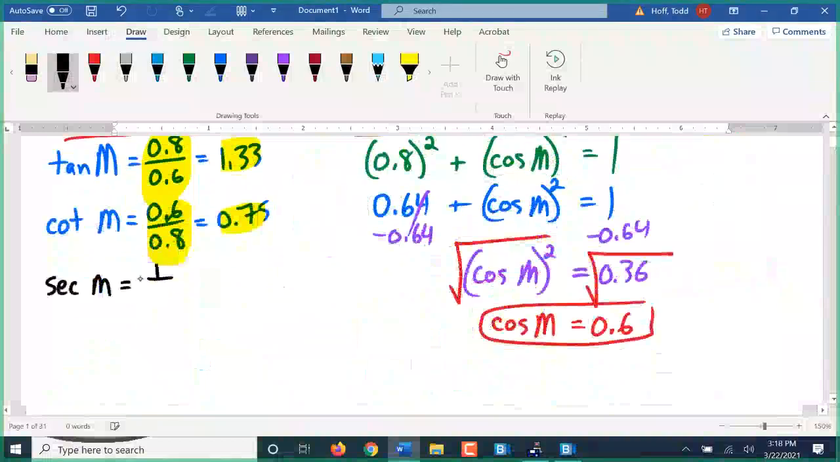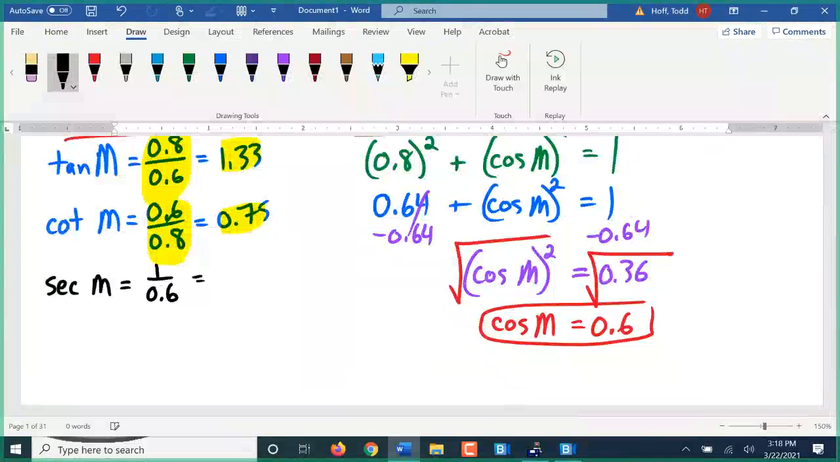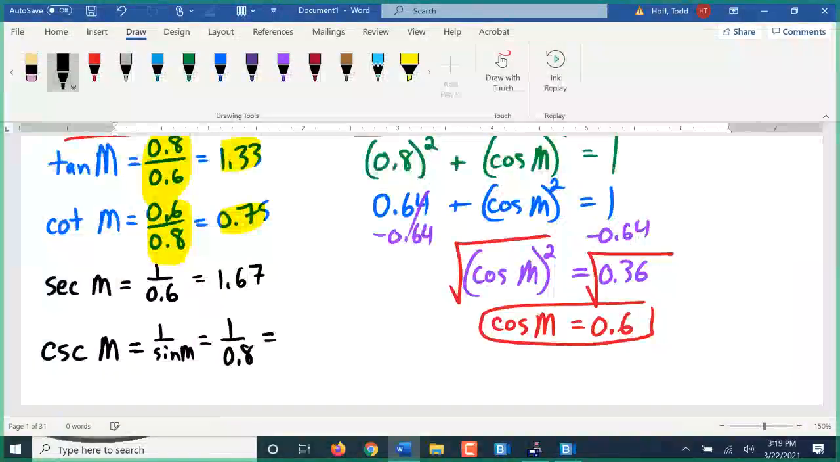Got it. It's 1 over the cosine, so it's 1 over 0.6. Again, you could leave it like that, or you could divide it to be 1.67. Cosecant of M? Sine, so it's 1 over 0.8. Again, you could leave it as 1 over 0.8 or change it to 1.2.